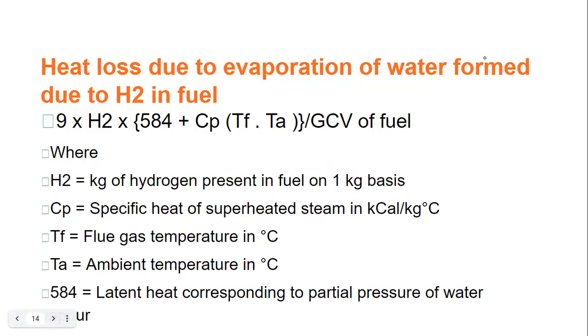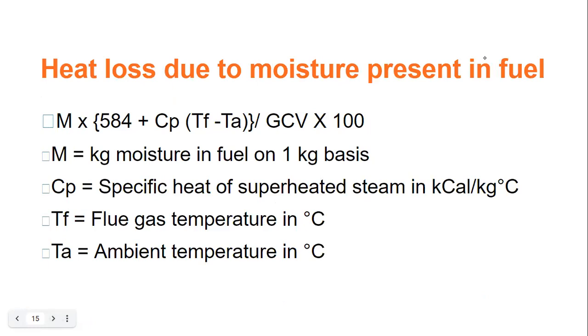finally, while actually solving and taking these values, you would not be struggling, right? So this is the expression. This is not dot. This is TF minus TA. 9H into 584 plus CP into TF minus TA, whole upon the gross calorific value. This is the formula for heat loss due to evaporation of water. This is the heat loss due to moisture present in the fuel.